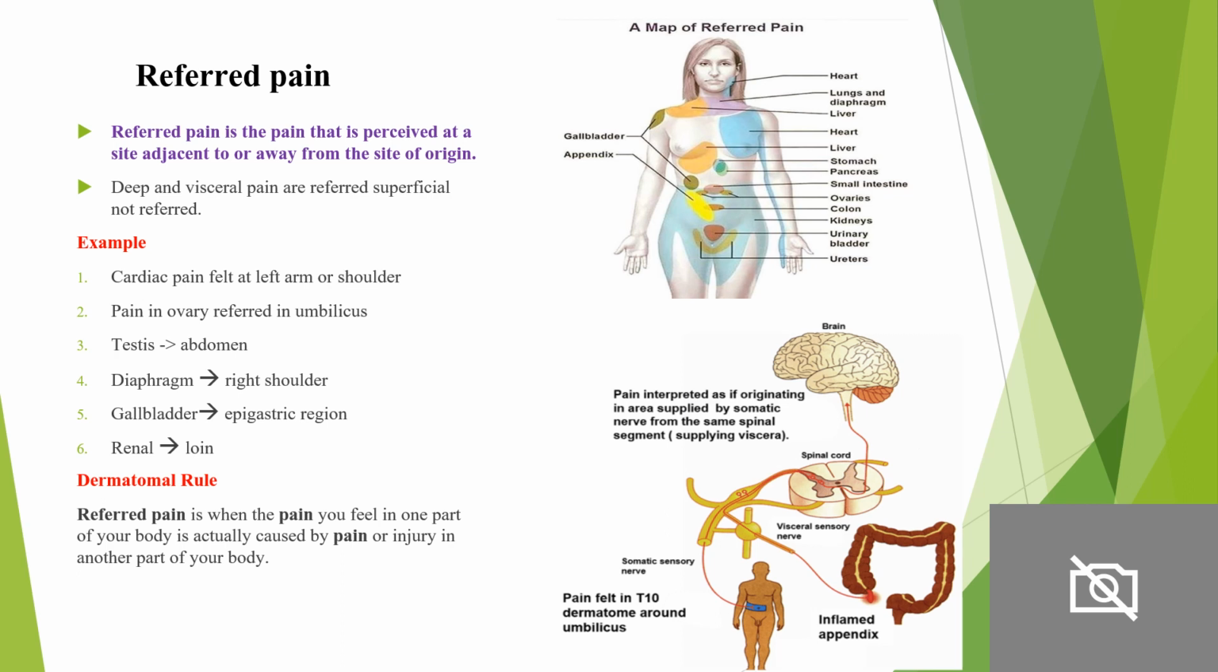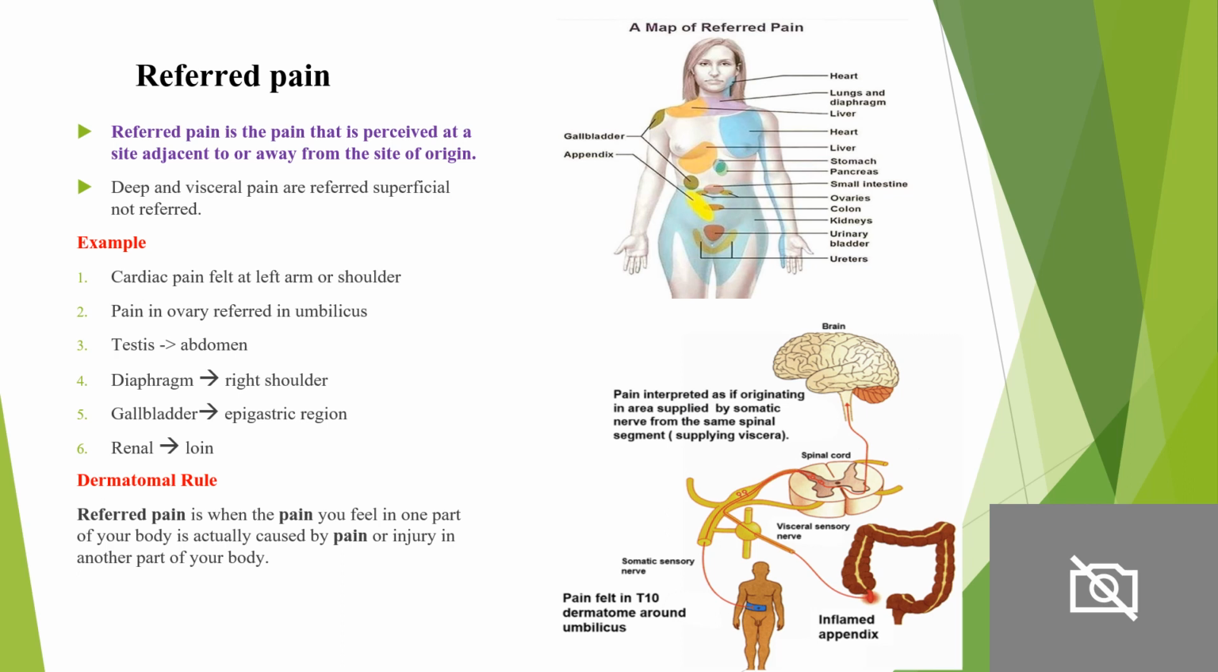This is because of the dermatome rule. We'll study what the dermatome rule is below. Let's see a few other examples. If you have any problem in the ovary, the pain will be seen in the umbilical part. If you have any problem in the testis, the pain is seen in the abdominal part. If you have pain in the diaphragm, the pain will be seen in the right shoulder. So actually the problem is in one organ, but the pain is reflected on another region, which we call referred pain. Gallbladder problems show pain in the epigastric region. If you have any problem in the renal system, the pain will be shown in the loin region.